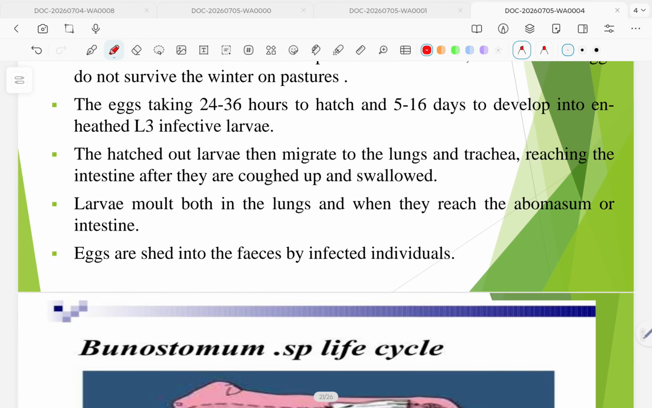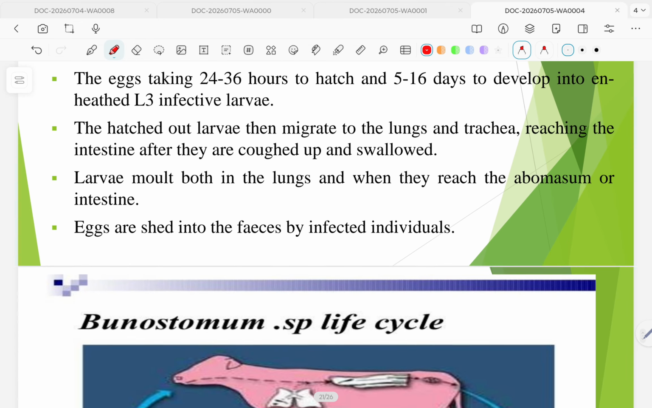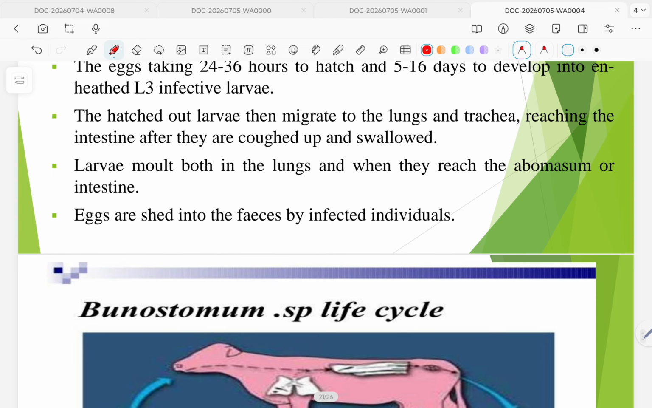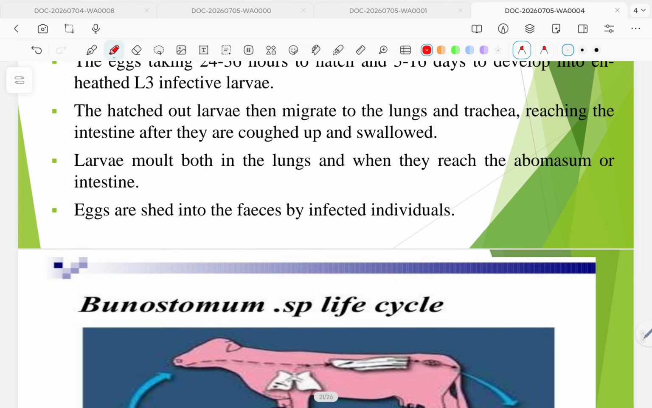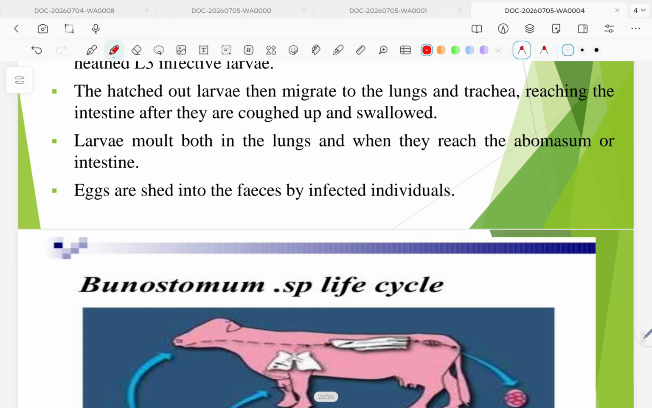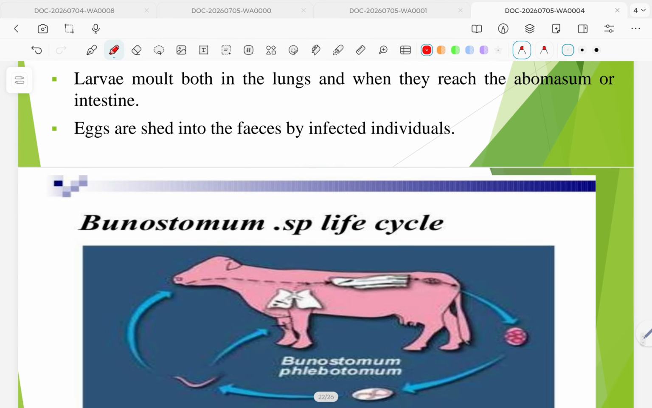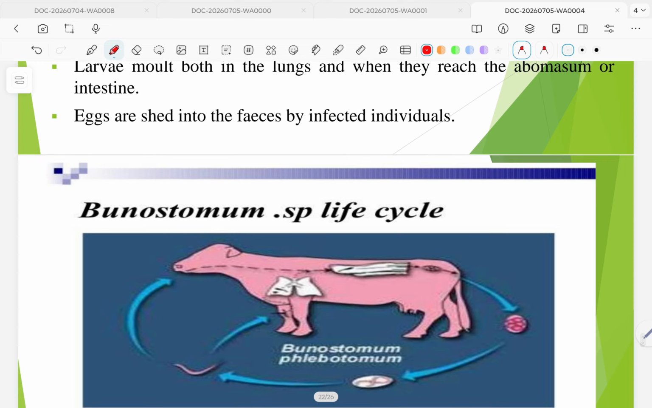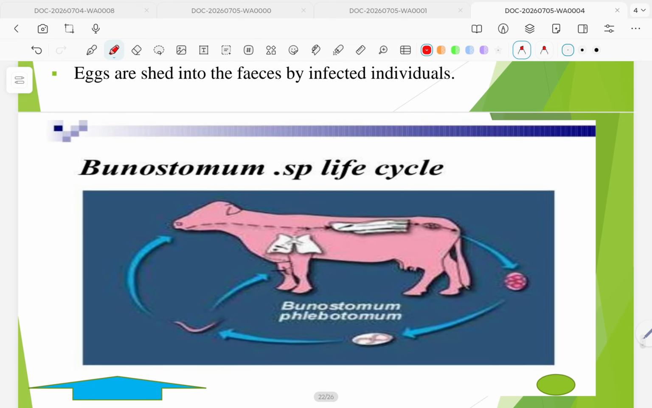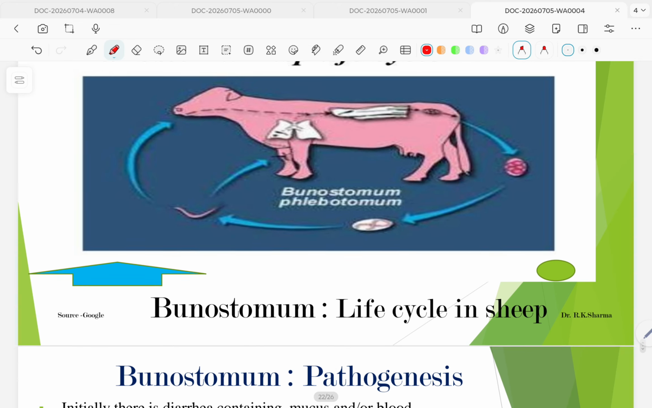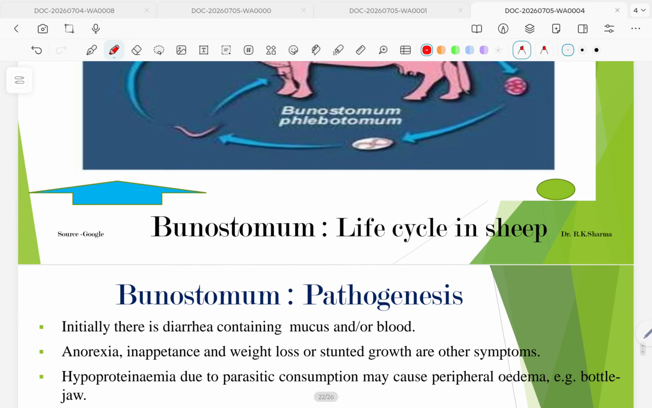The hatched larvae then migrate to the lungs and trachea, reaching the intestine after they are coughed up and swallowed. Larvae molt both in the lungs and when they reach the abomasum or intestine. Eggs are shed into the feces by infected individuals. Bunostomum species life cycle. Life cycle in sheep.